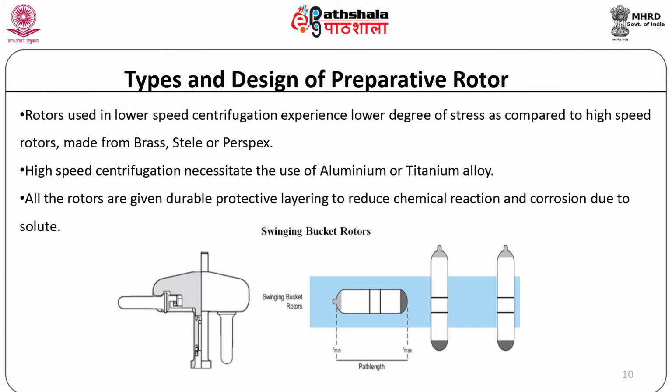Types and design of preparative rotors. Rotors used in lower speed centrifugation experience a lower degree of stress as compared to high speed rotors and can be made from brass, steel or perspex. High speed centrifugation necessitates the use of aluminium or titanium alloy. All the rotors are given durable protective layering to reduce chemical reaction and corrosion due to the solute.